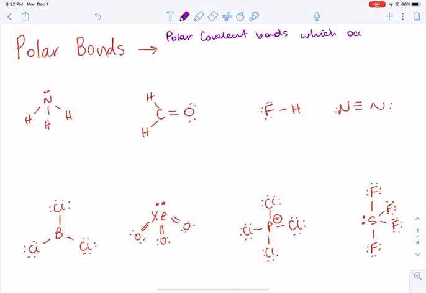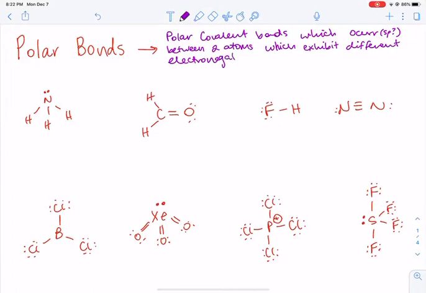which occur between two atoms which exhibit different electronegativities.